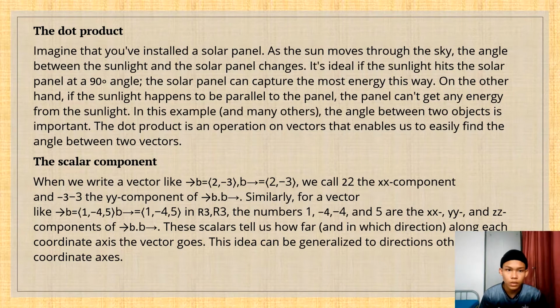On the other hand, if the sunlight happens to be parallel to the panel, it can't get any energy from the sunlight. In this example and many others, the angle between two objects is important. The dot product is an operation on vectors that enables us to easily find the angle between two vectors.